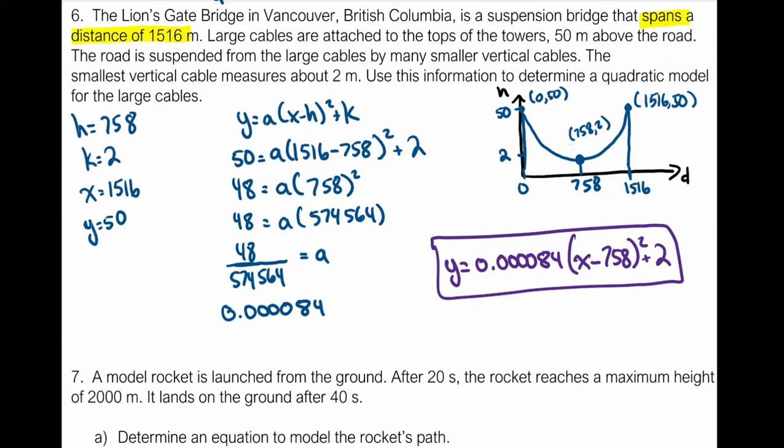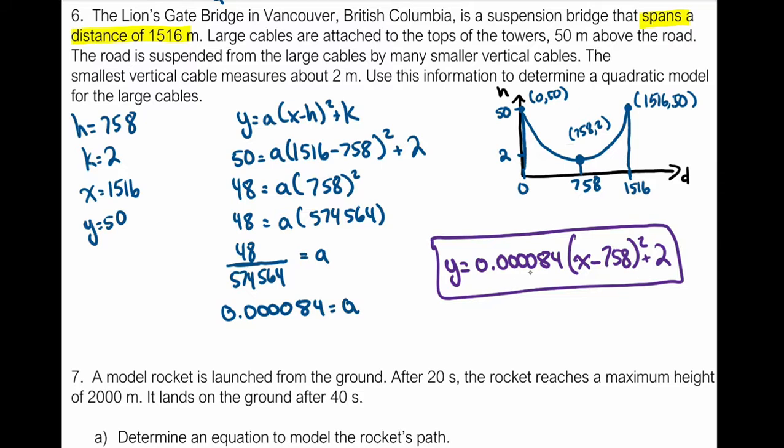So once we plugged in our h, k, x, and y values, simplified using BEDMAS, and then solved for a using our algebra, we should have gotten an a value of 0.00084, which would equal A. So then when we plug our A, H, and K into our vertex form equation, here we see in purple the equation of a quadratic model that represents the large cable.